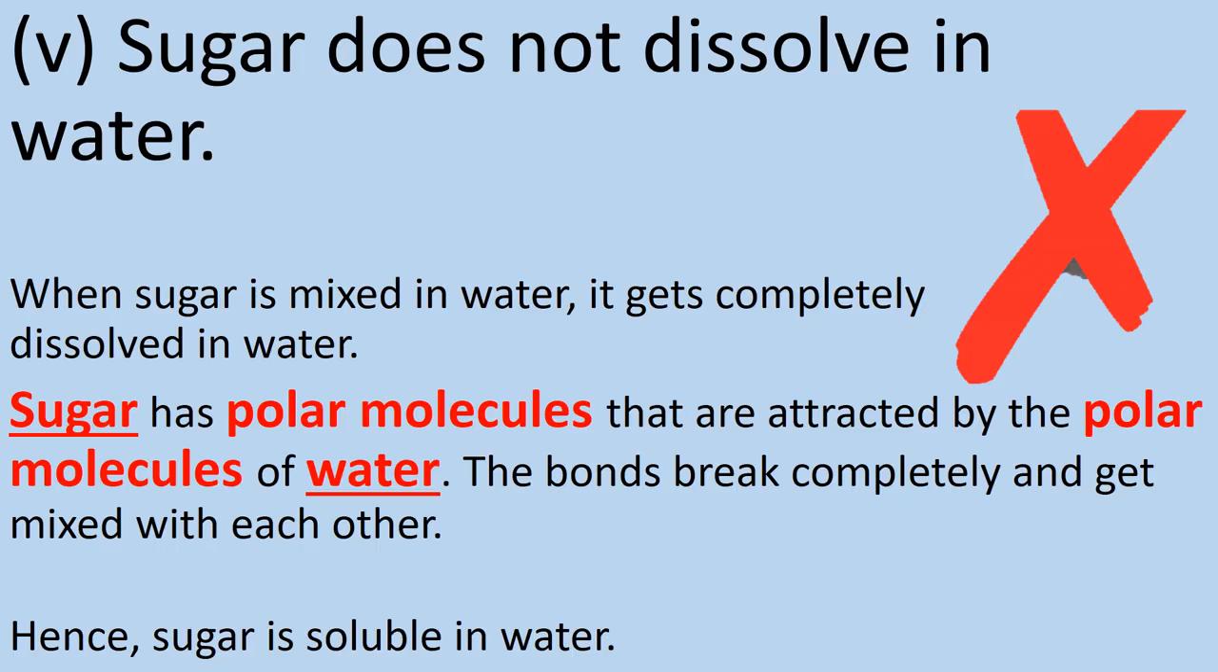Number 5. Sugar does not dissolve in water. Students, when sugar is mixed in water, it gets completely dissolved in it. Sugar has polar molecules that are attracted by the polar molecules of water. The bonds break completely and get mixed with each other. Hence, sugar is soluble in water.